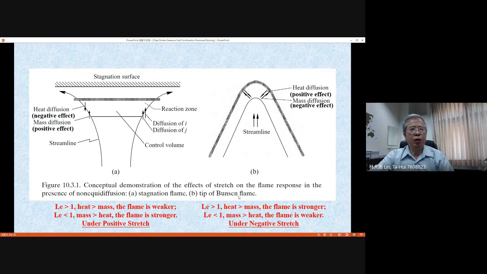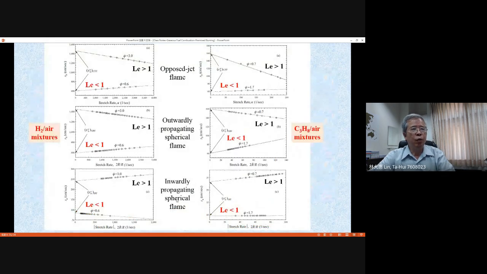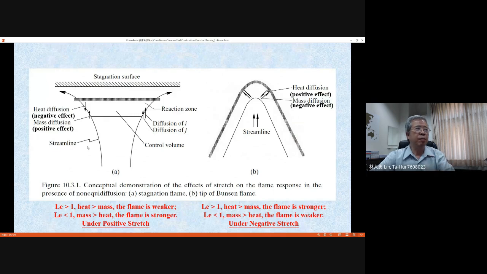Then the result tells you if Lewis number is bigger than 1, you have a stronger positive effect compared with the weaker negative effect represented by mass diffusion. The positive effect is larger than the negative effect, so the flame becomes stronger. This behavior is completely the same as the previous case for the inwardly propagating spherical flame, but completely opposite compared with the case for the stagnation point flow.